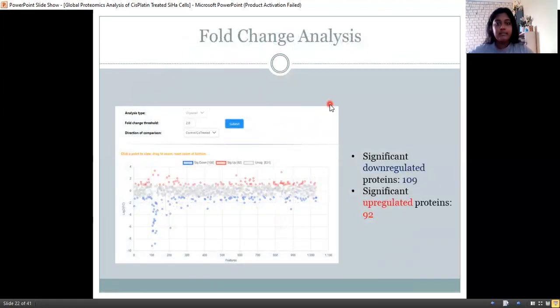Then I subjected my data to fold change analysis, where the fold change threshold I gave was 2, and the analysis type was unpaired, and the direction of comparison that I gave was control versus cis-treated. So I found 109 significant downregulated proteins and 92 significant upregulated proteins.